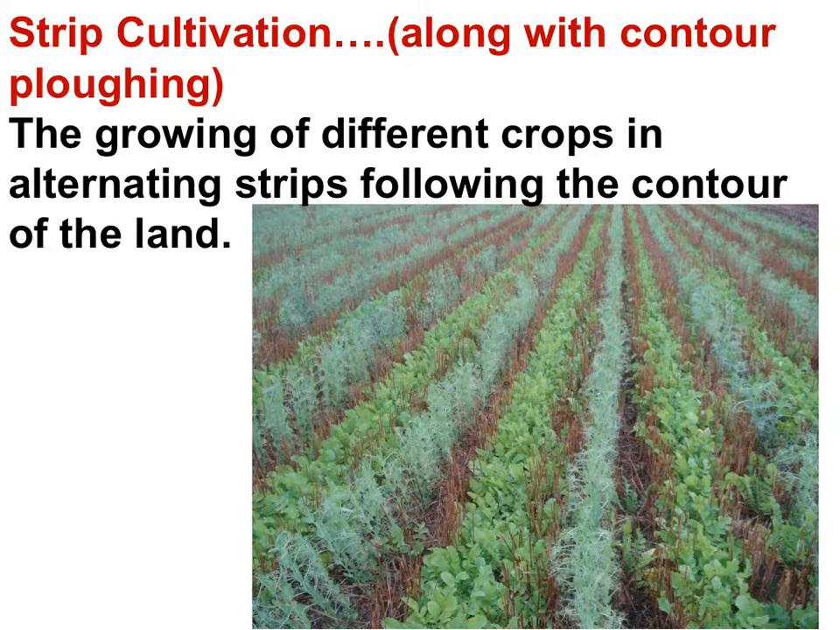cropping, or as I've noted here, strip cultivation. Strip cropping is defined as the growing of different crops in alternating strips following the contour of the land. This increases the diversity of the farm, brings different plants with different needs to the soil, all the while following the contour of the land to reduce erosion.